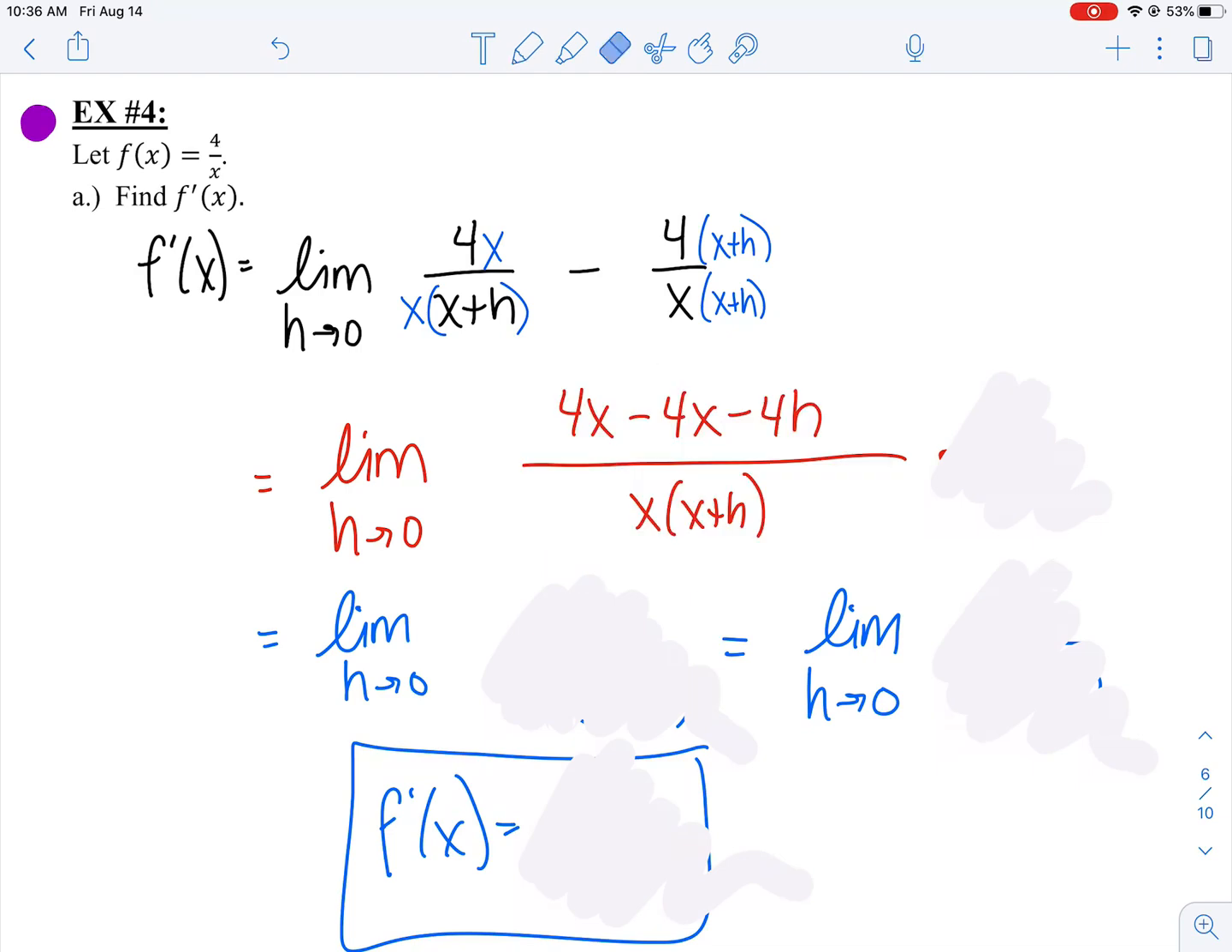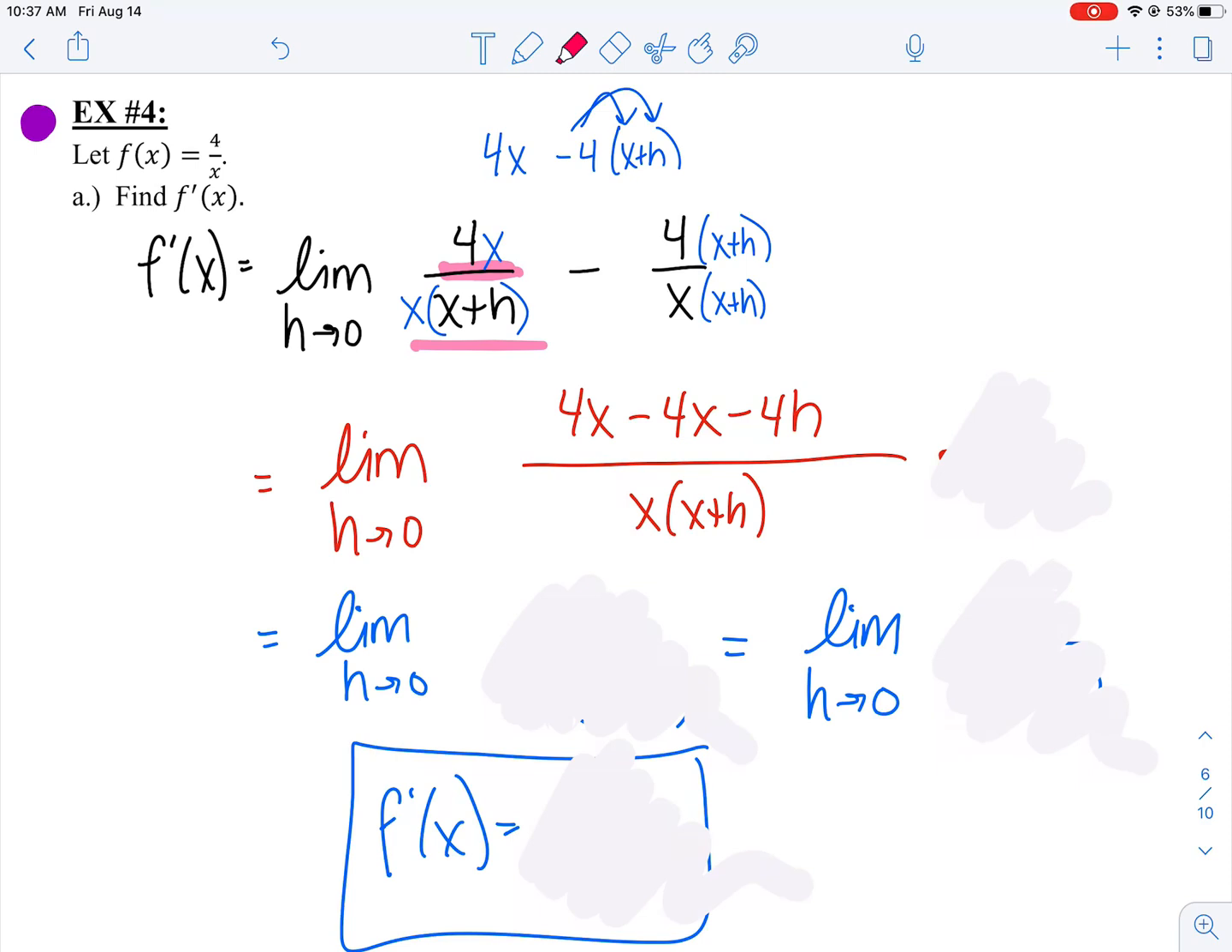So this is what we have. We have a 4x minus, let me write it. We have a 4x minus a 4 times an x plus h on the top. And I'm going to take this negative 4 and distribute it. So that's how I got the red piece that you see in your numerator. We have a 4x minus a 4x minus a 4h all over my common denominator of the x times the x plus h, right? When we add fractions, we add or subtract the numerators, but we keep that common denominator.